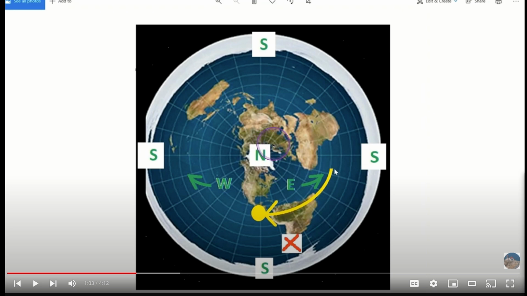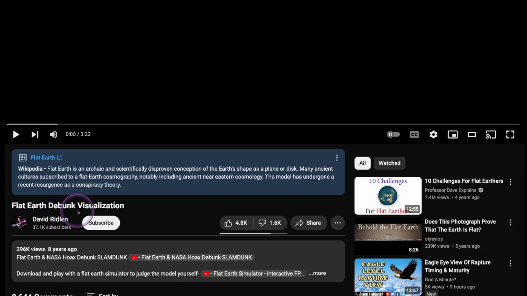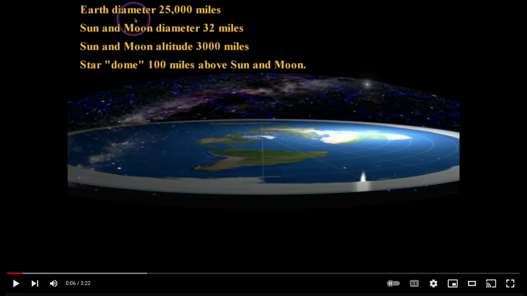Then Polaris is 90 degrees overhead and the stars rotate around the dome horizontal to the ground. This right here is the most accurate depiction of your model I have ever seen. It is even done to scale. Earth diameter, 25,000 miles. Check. Sun and moon diameter, 32 miles. Check. Sun and moon altitude, 3,000 miles. Check. In a star dome 100 miles above the sun and moon, that way they don't bump into each other, right?